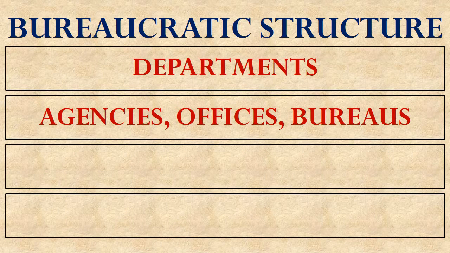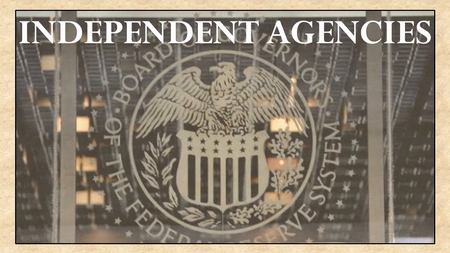This then gives us our second aspect of the bureaucratic structure. Underneath departments in this hierarchical organization are agencies, offices, and bureaus. The next kind of thing that you'll find in the bureaucracy are what are called independent agencies. These are agencies that are set up by Congress when they create them to exist outside the normal bureaucratic structure. These independent agencies don't report to someone above them in the hierarchy. In a way, they don't even report to the president.